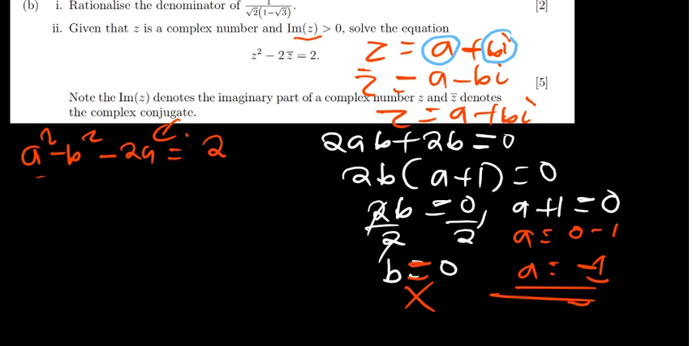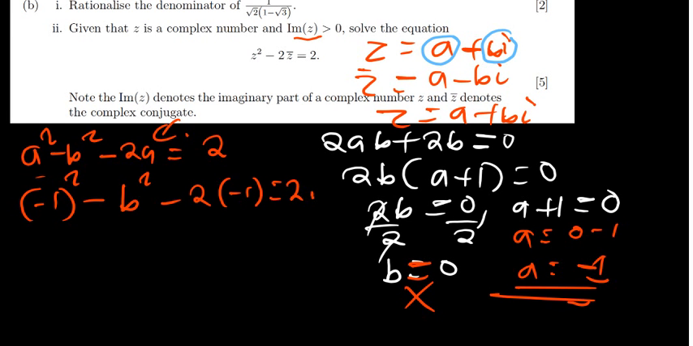We'll go now to a squared. So let's plug in the values. A is negative 1. We square it, minus b, the one we are trying to find, 2, a is negative 1, has to be equal to 2. Negative 1 squared is going to give us 1, minus b squared, minus this, and this is going to give us positive 2. Has to be equal to 2.